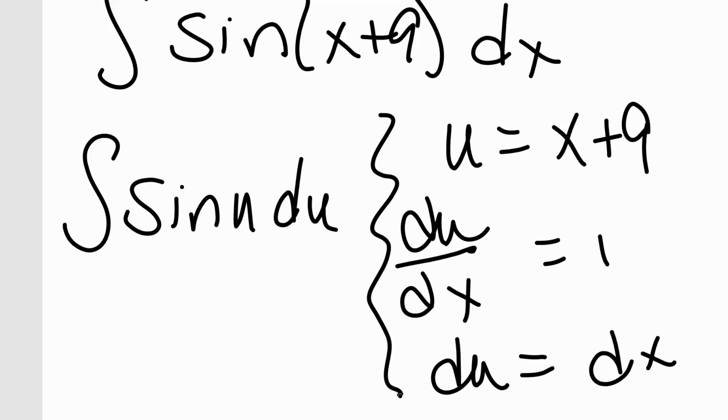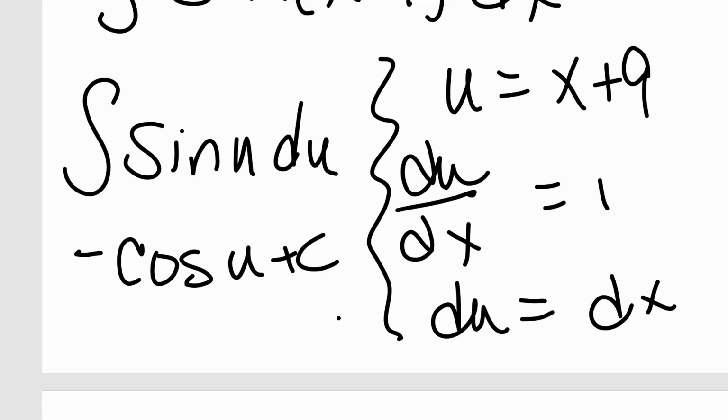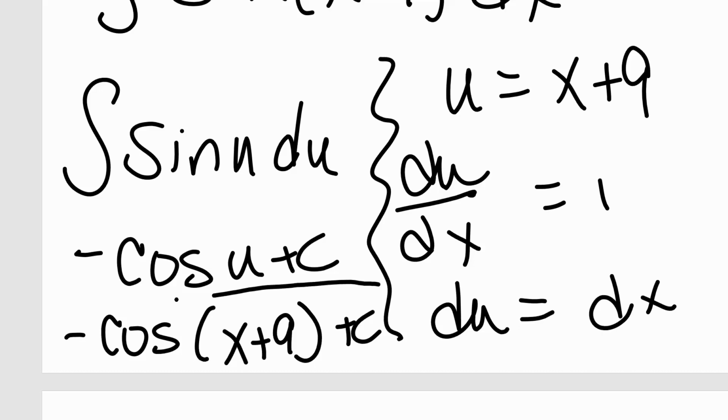So the integral of the sine of something, remember, is negative cosine of it. But again, because it is an indefinite integral, don't forget your plus c. So now plug everything back in. I'm going to get negative cosine of u. U is x plus 9, plus c. Done. That is my answer.